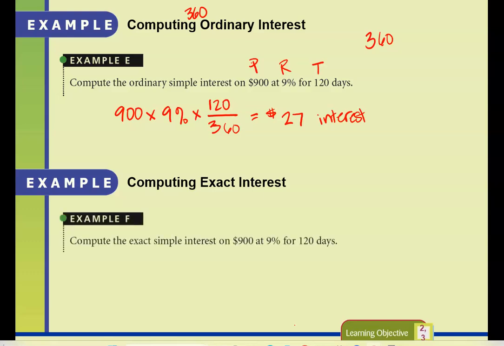Okay, and now let's see what happens when we compute exact simple interest on the same loan amount, rate, and time. Whenever you see exact interest, that's when we're using the exact number of days in a year, or 365, as our denominator for time. So I'll take my $900 in principal amount times 9%, and then for my time, that's 120 days over 365. And if I round this to the nearest cent, that is about $26.63.